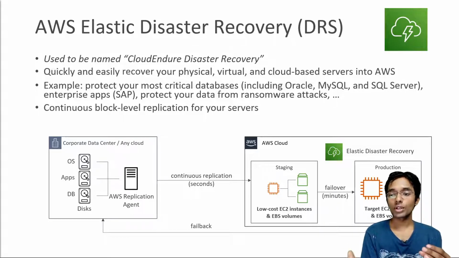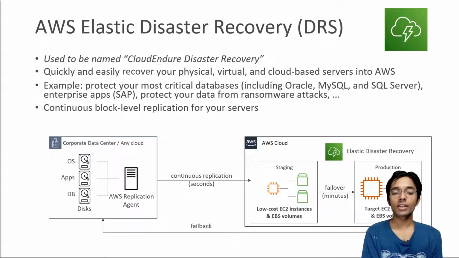So you have your OS and your apps, your database and your disk that are going to be pushed into the cloud using the Elastic Disaster Recovery. You need to have a replication agent that will replicate all your data into the cloud within seconds. Then if you are ready to do disaster recovery, you can perform a failover within minutes to get a full-blown production environment ready in AWS, in case, for example, your corporate data center goes down. And in case you want to fail back, you can have a failback mechanism when your corporate data center is available again.